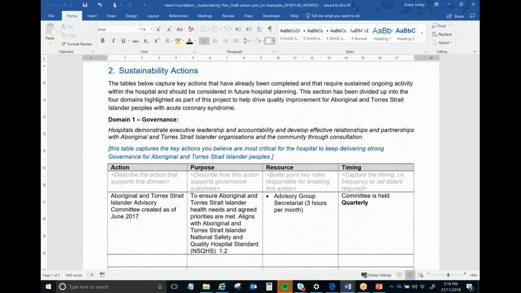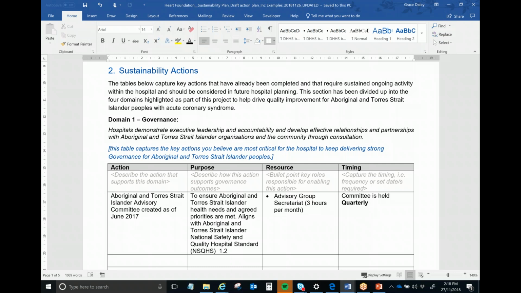The example we pulled out is around the creation of an Aboriginal and Torres Strait Islander advisory committee, created as of June 2017. As you see there, the action is that the advisory committee has been established, and we provided the date to give a little context behind that action. Right now, this is a group that has been operating for the last 18 months, in essence. The purpose of that group is aligned to the National Safety and Quality Hospital Standard 1.2, which is to ensure Aboriginal and Torres Strait Islander health needs and agreed priorities are met and aligned with the relevant standards. I won't repeat all of these every time, just to give you a bit of flavour.